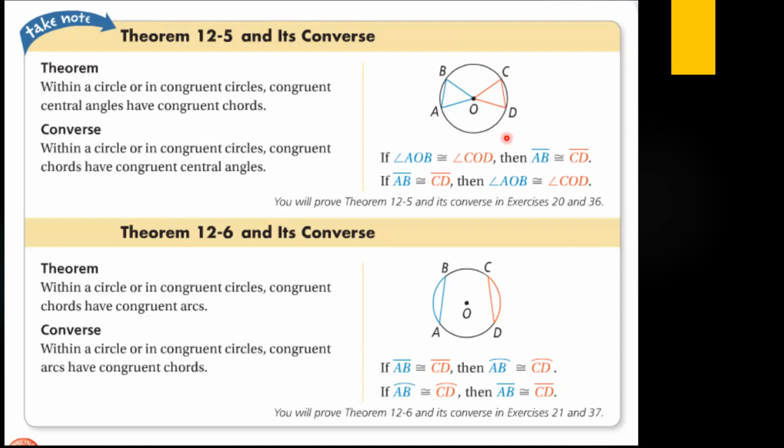Theorem 12.4: if two central angles are congruent, that means their arcs are congruent. Also, if two central angles are congruent, their chords will be congruent too. And its converse says that if two chords are congruent, like AB and CD, their central angles will be congruent too. This was 12.5. Now let's talk about 12.6.